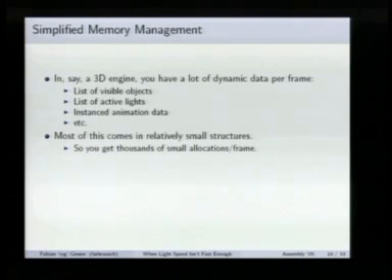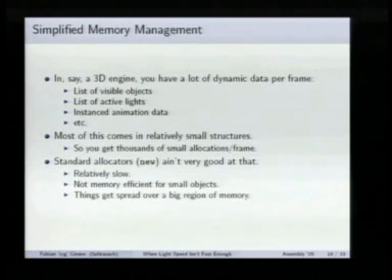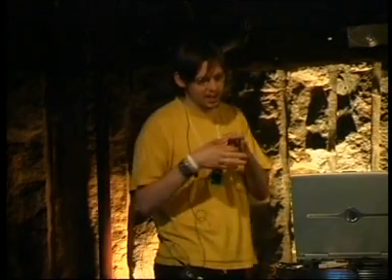And you have thousands of relatively small allocations per frame. Standard allocators, like your C++ standard library new, aren't very good with lots of very small allocations. So you want to look for something better. A standard allocator is relatively slow compared to what you can get with optimized variants to allocate small blocks of memory. It's also not particularly memory efficient for small objects.